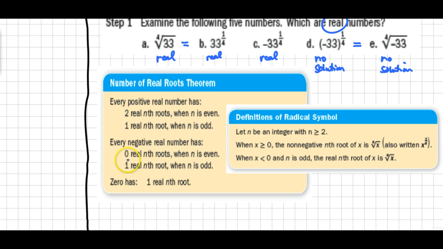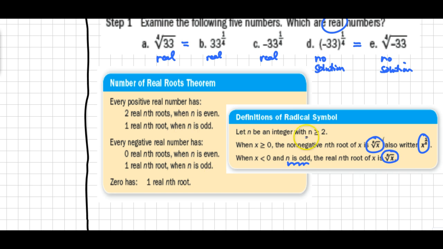Every negative number is either going to have no solution or 1 solution, again, depending upon whether or not it's even or odd. Remember that when it's positive, you can do a root either in radical form or rational form. However, when the x is a negative, you have to pay attention to what type of root it is. It needs to be odd, and you can only do it in radical form.